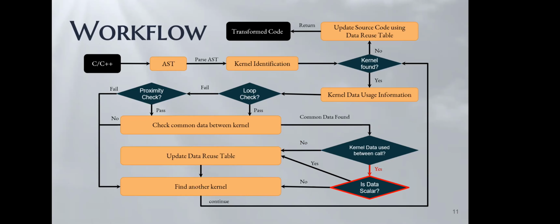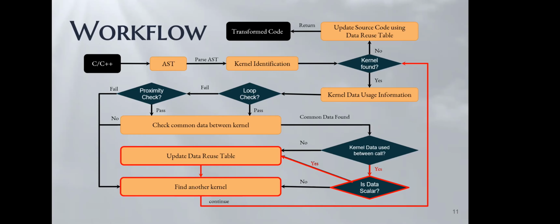on the host between the two kernels, we check if the data is an array or a scalar. If it is an array, then that candidate can be discarded and we cannot reuse that data. We just drop that entry from the data reuse table. If it is a scalar, we maintain it in the data reuse table, but keep transferring the values between the CPU and the GPU. We do this to avoid calls to memory allocations on the GPU for every kernel call.